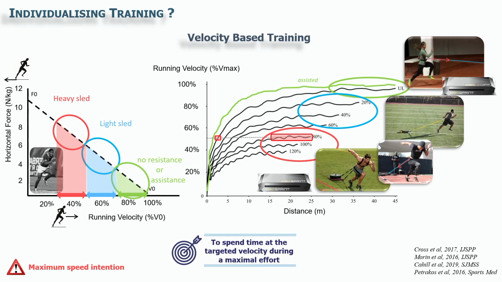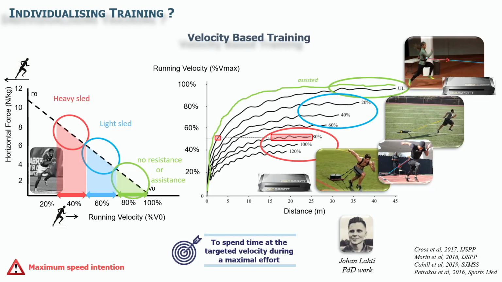The interest of assistance is maybe to run at a higher velocity than you are used to, but also to spend more time at your actual maximal velocity. With assistance, you reach the maximal velocity sooner, and you can stay a larger time at this velocity. So I think Johan will talk about that later.